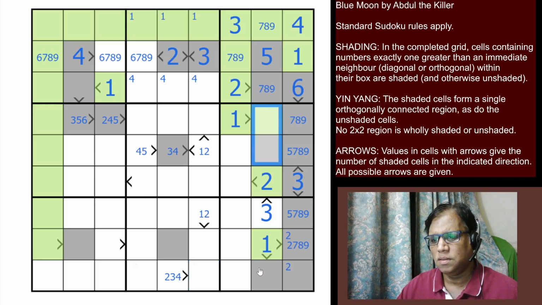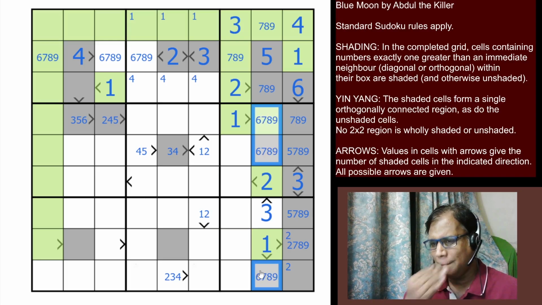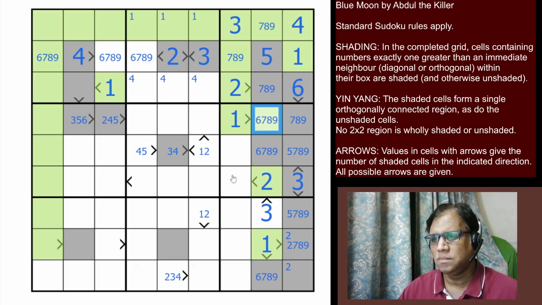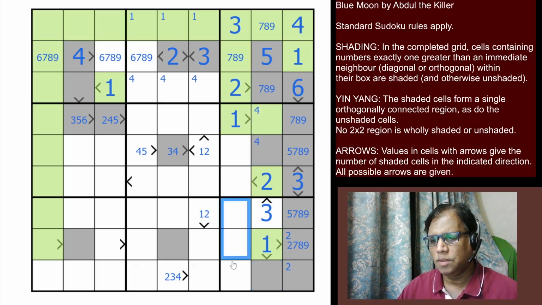What are all these? 6 7 8 9, right? Why did I put 6 7 8 9? Where is 4? 4 6 7 8 9. Too much. That can't be 4, right? Because of 3. So that can't be 4. So 4 is one of these. So that means 4 is somewhere here.